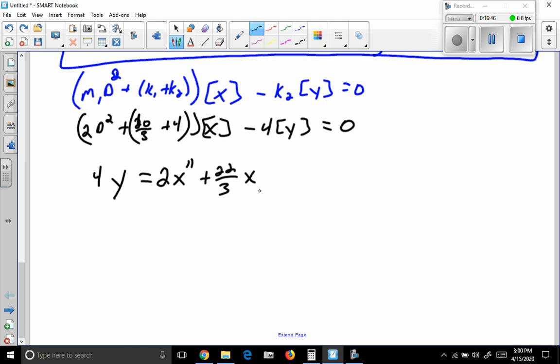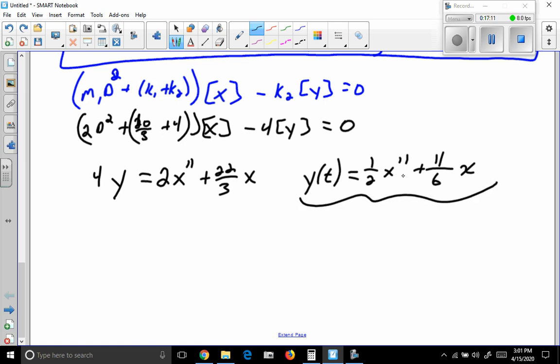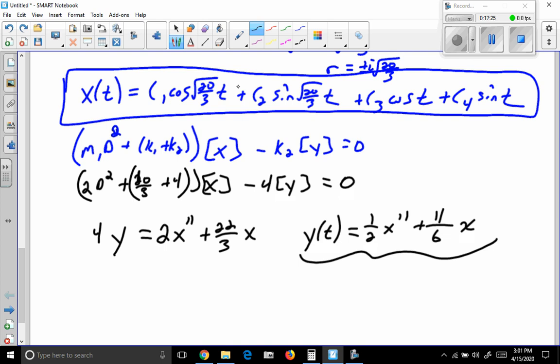So we can divide both sides by 4. So y is 1/2 of x double prime. If we divide this by 4, we're going to have a 4 on the bottom, which reduces that 22, making 11 on top, 6 on bottom, x. So now that we know what x is, we can take 1/2 of the second derivative, take our function of x times 11 over 6, combine those, and that'll give us y.